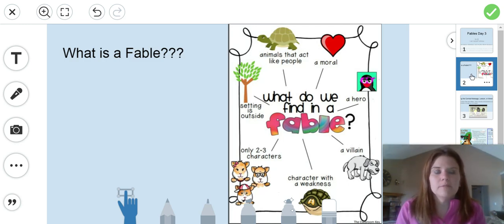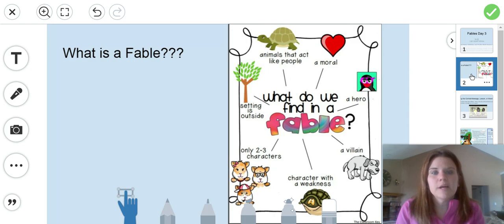Remember that in a fable, you have characters that are animals and the animals act like people. The setting of a fable is usually outside. Usually there are only a couple characters in the book, usually 2 to 3. One of the characters will have a weakness. One of the characters will be a villain or a bad guy. And one of the characters will be a hero.